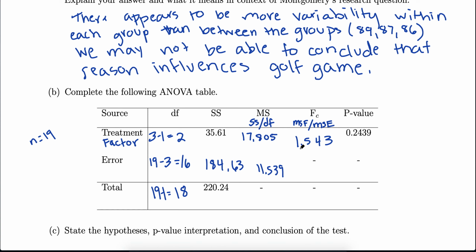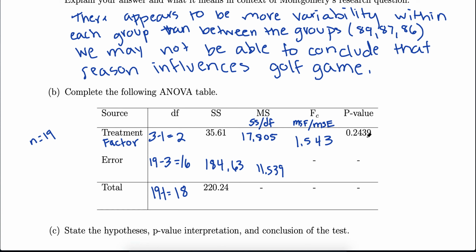It's telling me that the variability explained by my factor is about 1.5 times that of the error. So it's not really that much more, actually. This ratio is close to 1. So these two values are fairly similar. It's about equal factor, equal error. So not a huge amount explained by the factor.